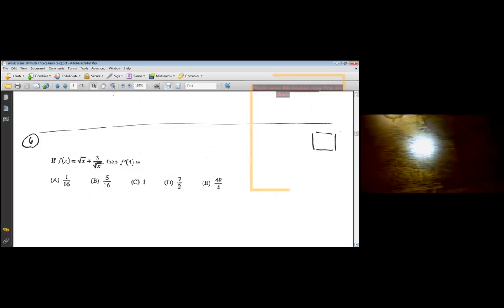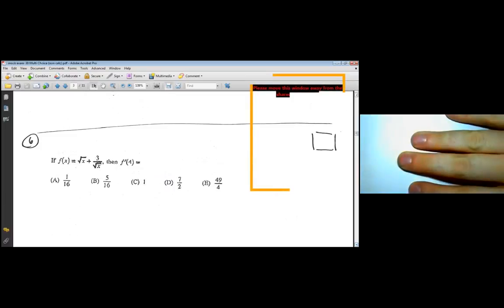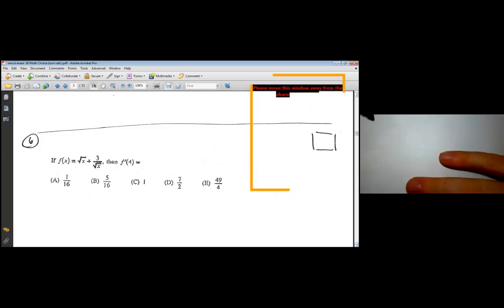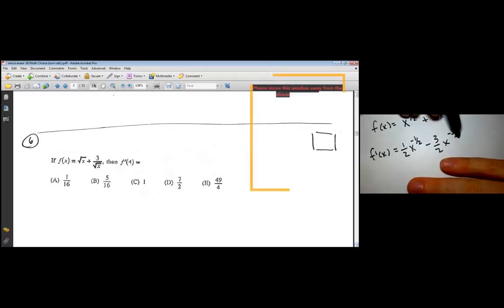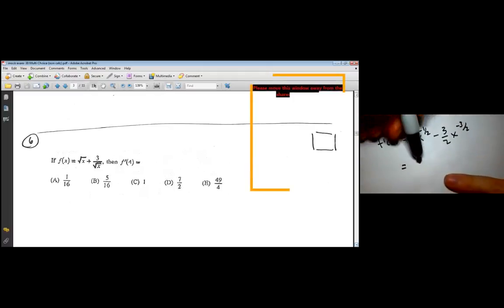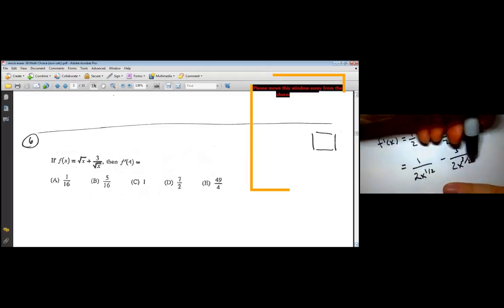So what are we doing on number six? This is just take the derivative and plug in, does that say four? It's a little cutoff. All right, so if we're going to take the derivative and plug in four, let's rewrite the original. So the original would be x to the half plus 3x to the negative half. So now we're ready to differentiate. So your derivative would be half x to the negative half minus 3 halves x to the negative 3 halves. Cleaning that up, 1 over 2x to the half minus 3 over 2x to the 3 halves.